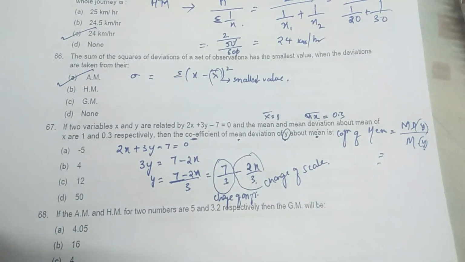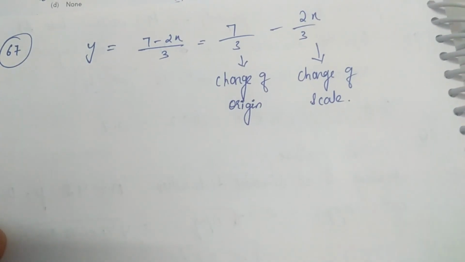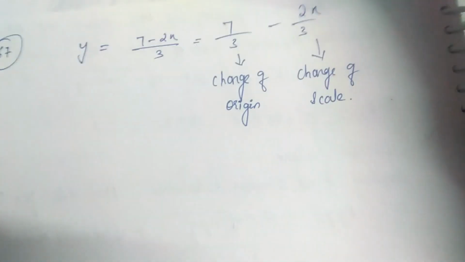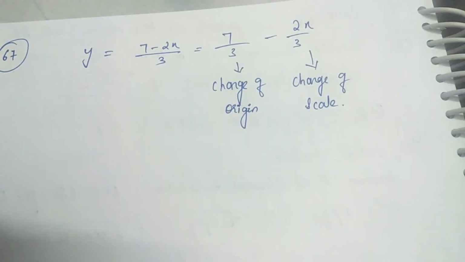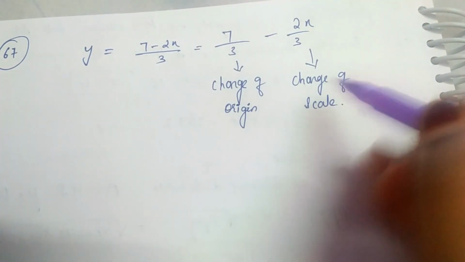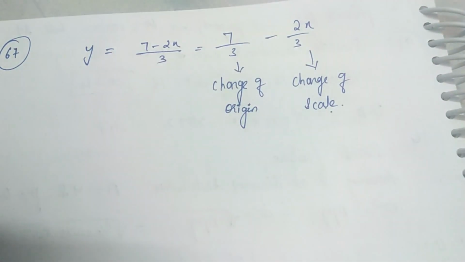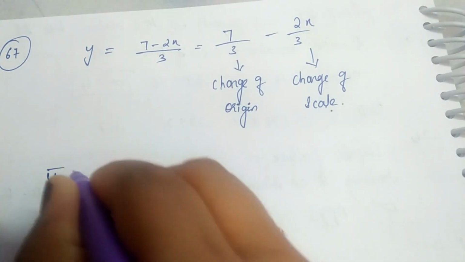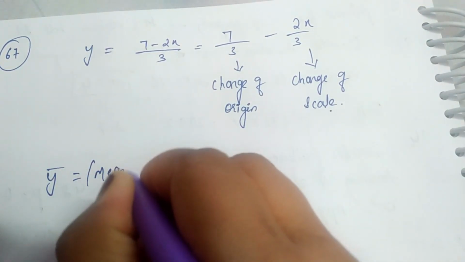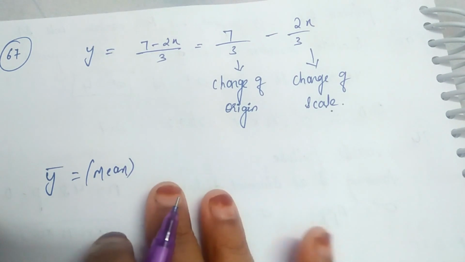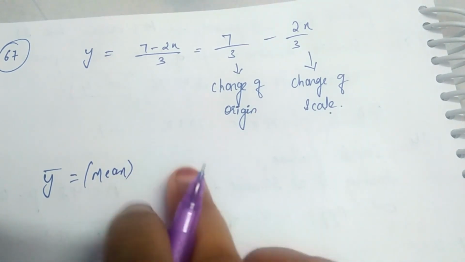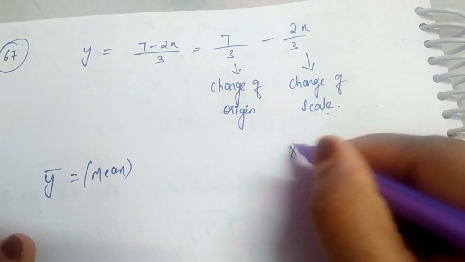This is the most important part. I've copied the same thing which we have left here. So this is the change of origin and this is the change of scale. First we need to find out the mean of y. How will we find it? We simply substitute the mean of x.